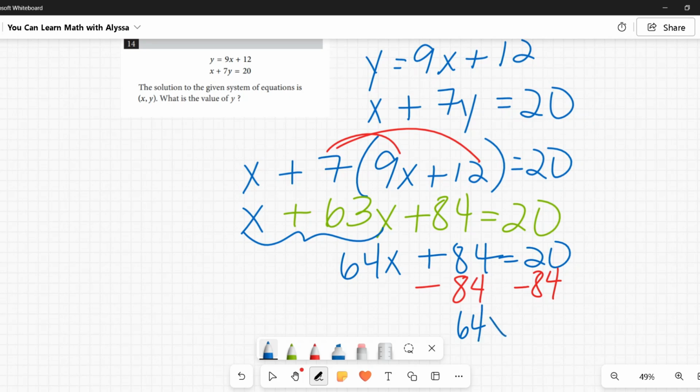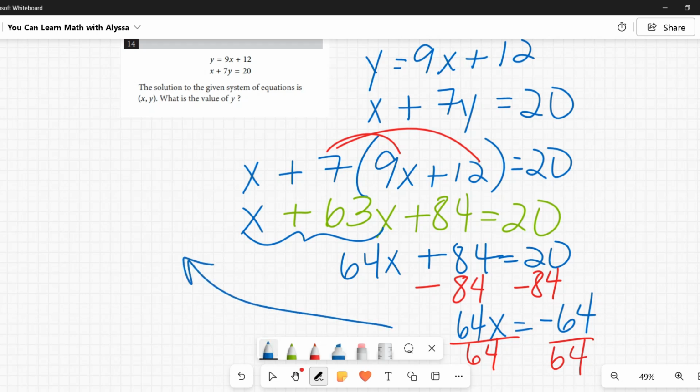So on the left, I just have 64x equals 20 minus 84, or negative 64. Then, since x is being multiplied by 64, we need to divide both sides by 64 to get rid of that. And go over here. We get that x is equal to negative 1. That, however, is not the end of the work. We need to take this negative 1 and plug it into either of these equations to solve for y.